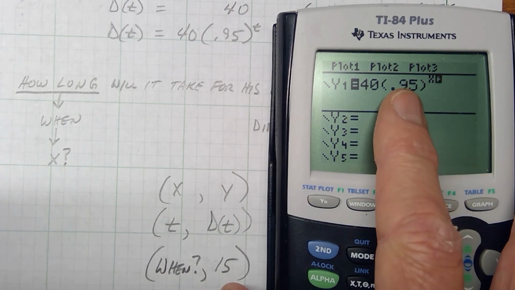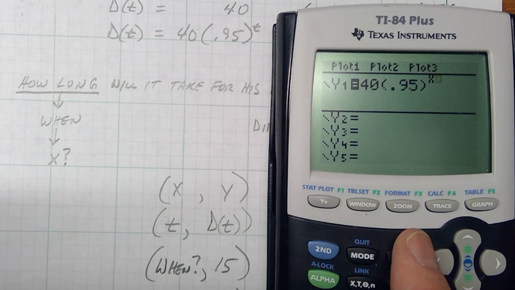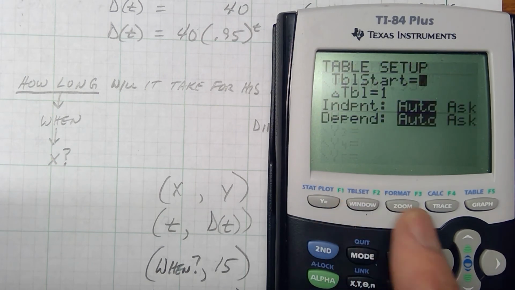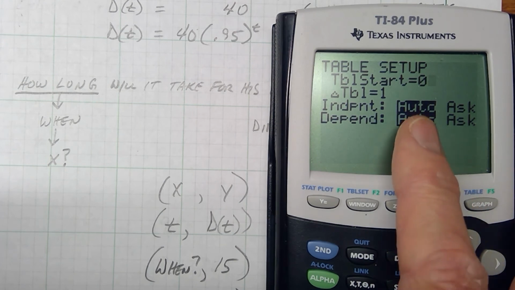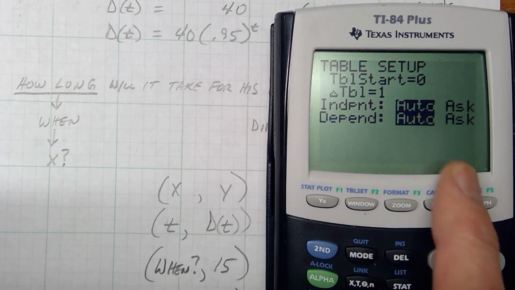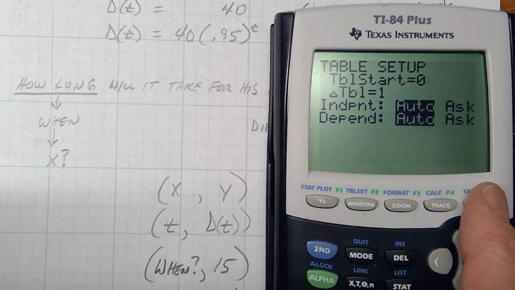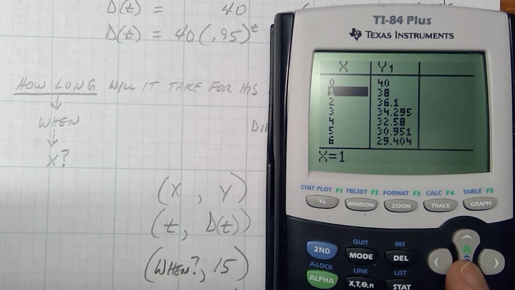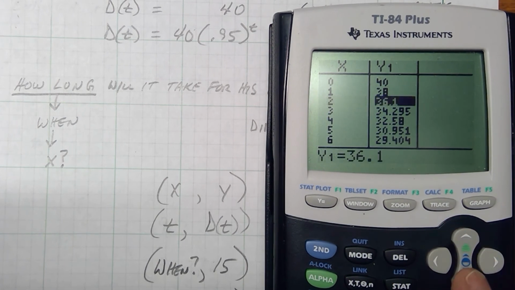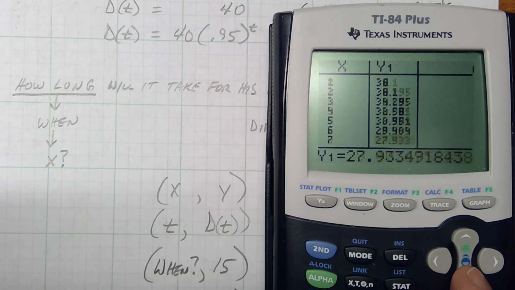All right, first thing I do is I put my equation in. And let's go ahead and set up our table. Let's start at 0 and go by ones. And now that I'm starting at 0 and going up by ones, let's go look at the table. What I'm looking for is I want to know when. That's my x column. Is it 1 month, 2 months, 3 months, 4 months? I want to know when is he only 15 pounds overweight.